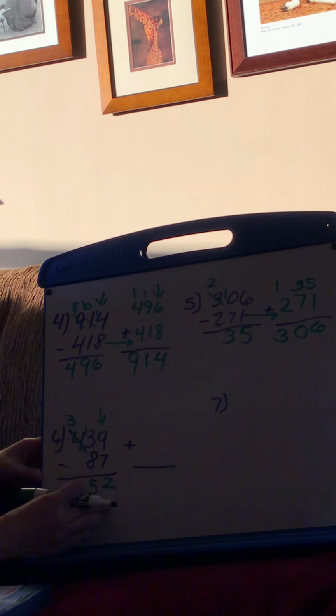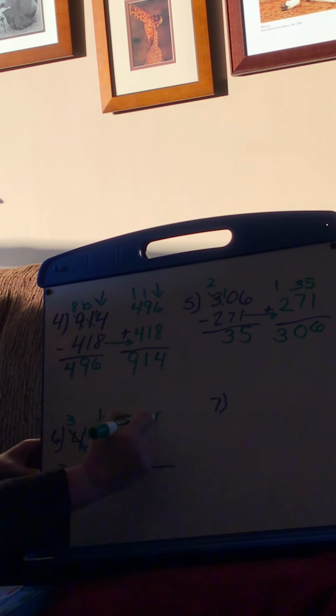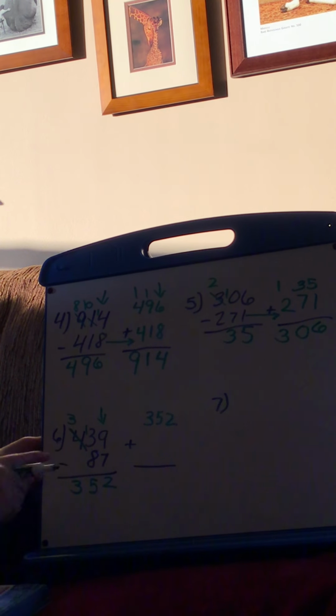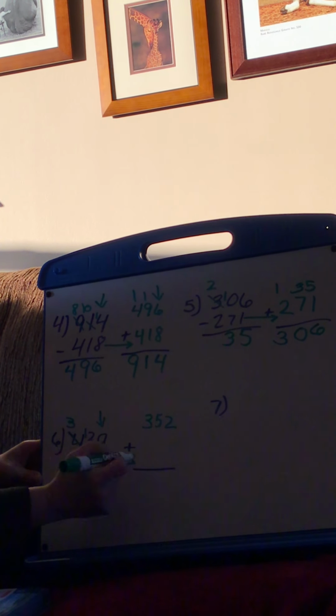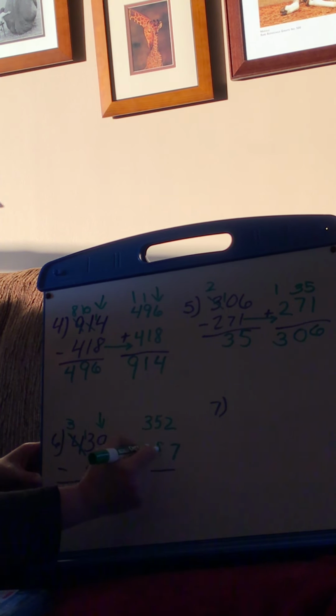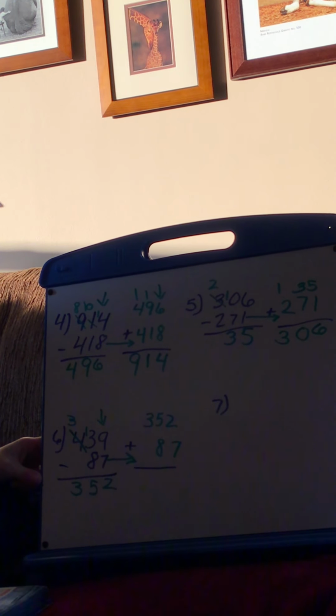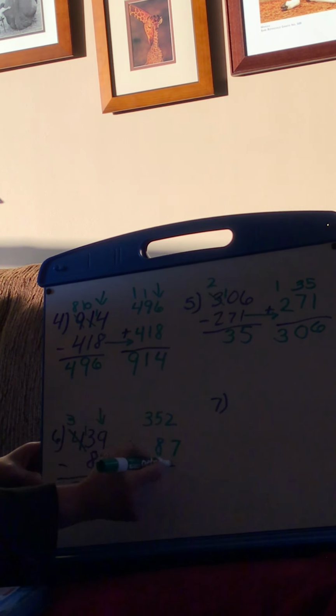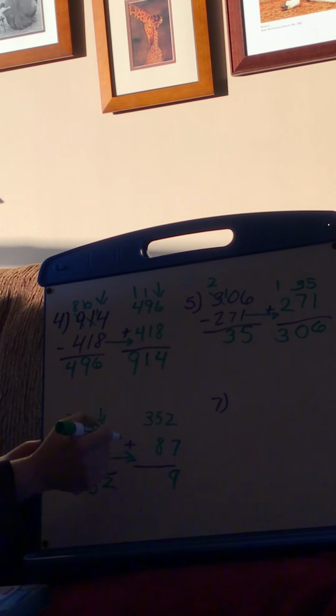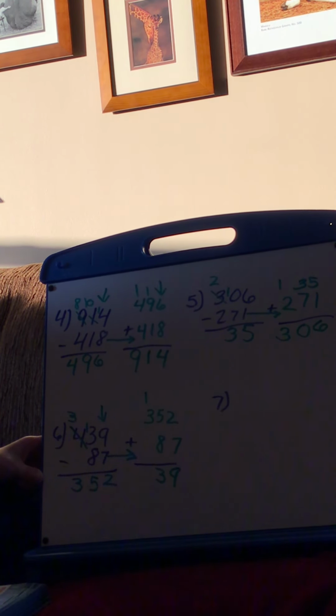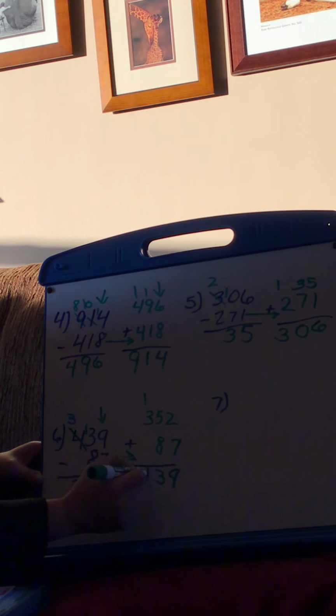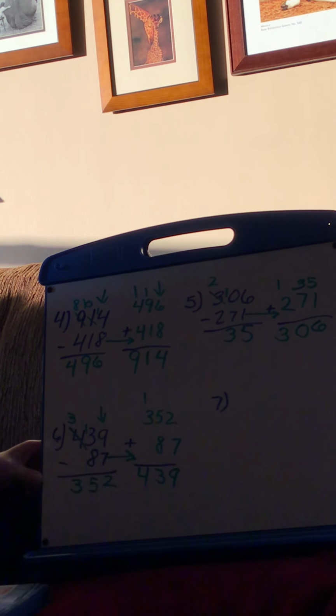So I'm going to take my answer and put it at the top because I have to add to check my work. And then I'm going to take 87 and move it over. So put the 7 here and the 8 here. Now I'm going to add. 2 plus 7 is 9. 5 plus 8 is 13. I'm going to carry the 1. 3 plus 1 is 4. And they should match up.